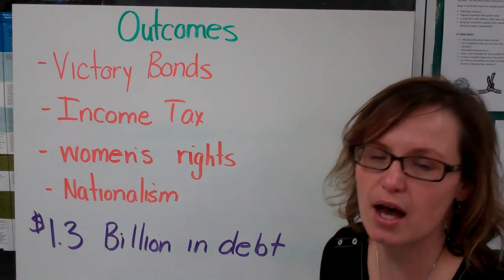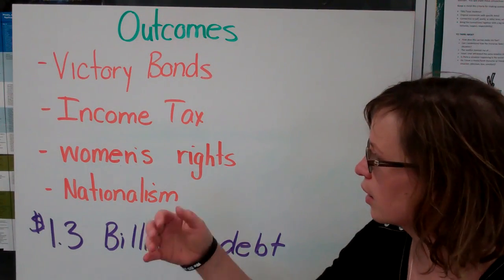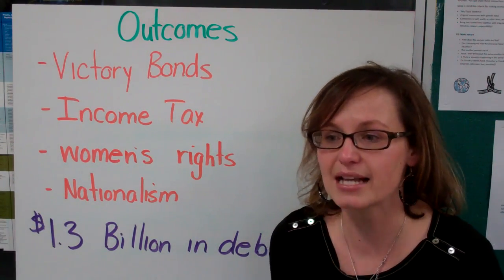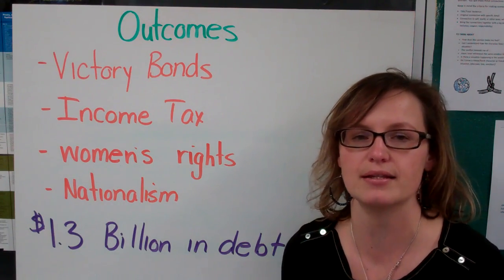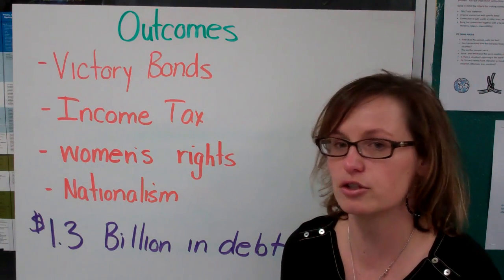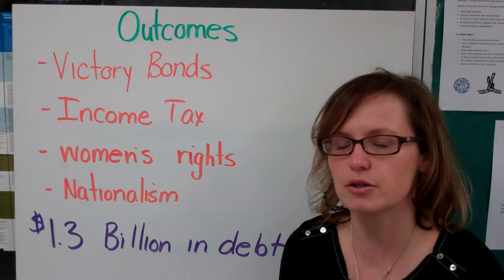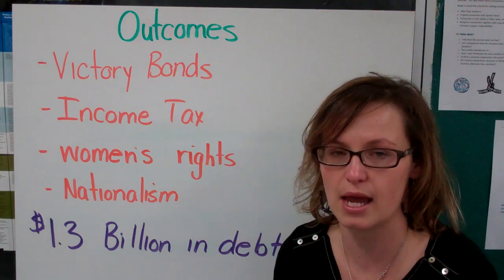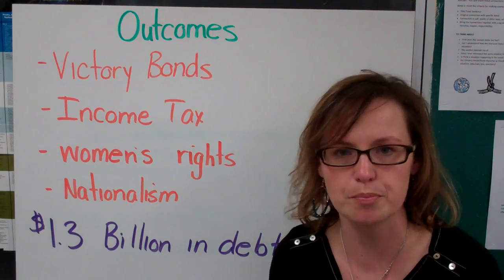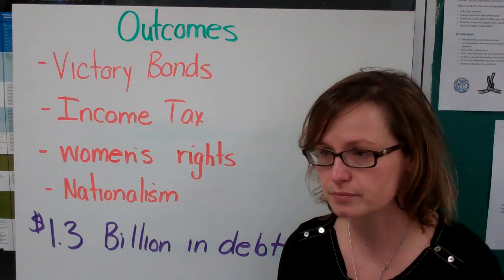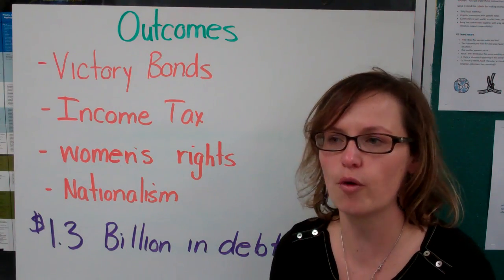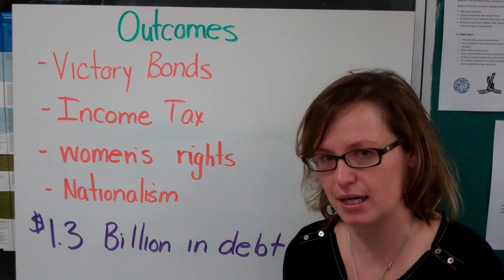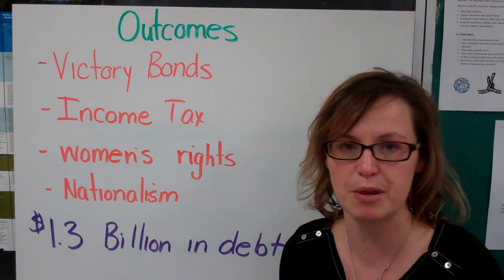Now, the outcomes of World War I were victory bonds. The government needed money, and it had to pay for this ammunition and weapons that they were building. And so it started to go into debt. So it created some initiatives, some things like victory bonds. We call them savings bonds today, where the average citizen could go into a bank and purchase a victory bond. And it would be held by the bank for 5 years. And in that time, the government could use that money to pay for weapons, pay for ammunition, pay for soldiers.